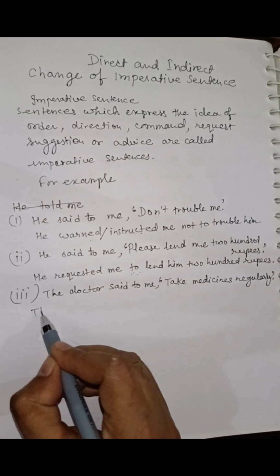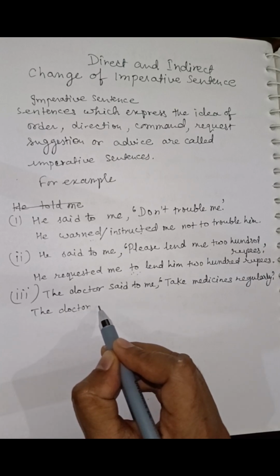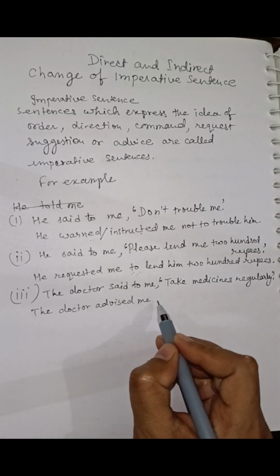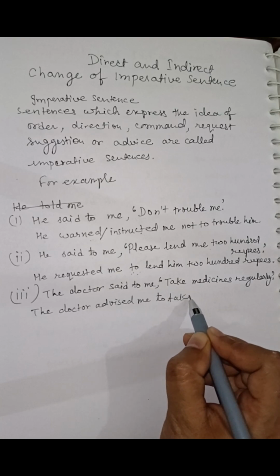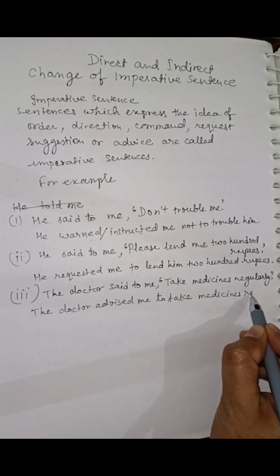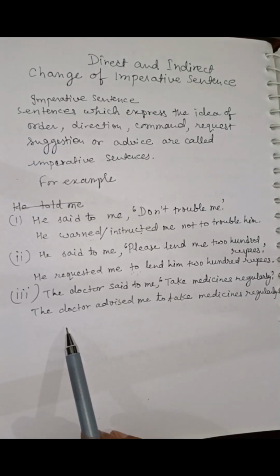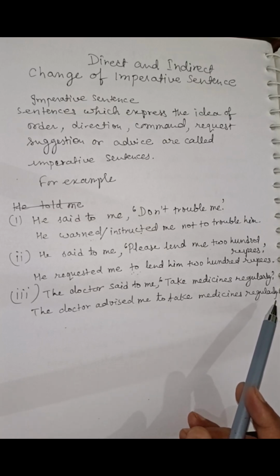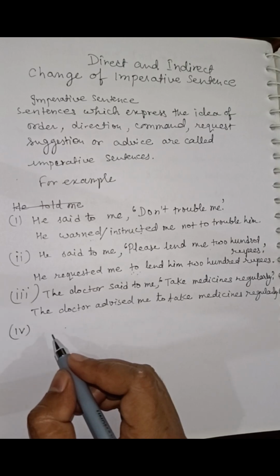The doctor said to me, take medicines regularly. So said to will be changed into advised. The doctor advised me. To will be used to remove the inverted commas. To take medicines regularly. Okay, you can see the doctor advised me to take medicines regularly. All right, and we can take another example.